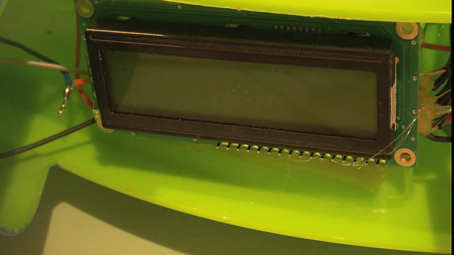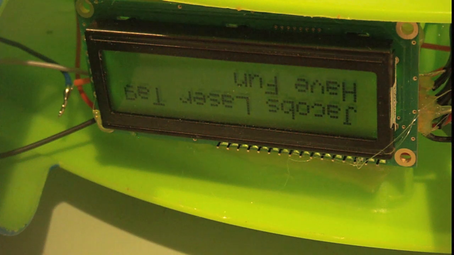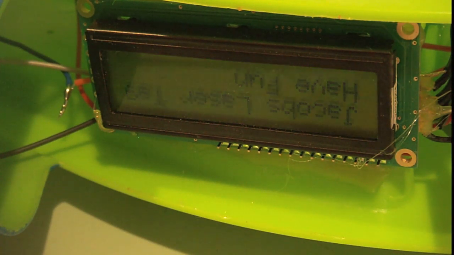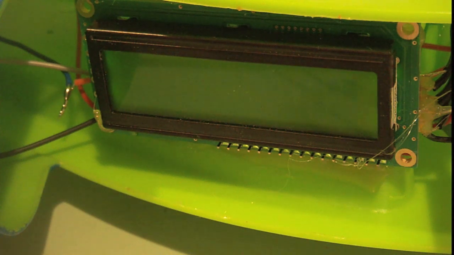So you can see the 10,000 microfarad cap was feeding it for a long time before, you see now it resets. But if I disconnect it again, you can see the backlight will start to dim, but it still has the data, right? If I take it off, it comes back with a blank screen without saying Jacob's laser tag, have fun. That means this actually lasts a few seconds. You can see I plug it in and it's still good.